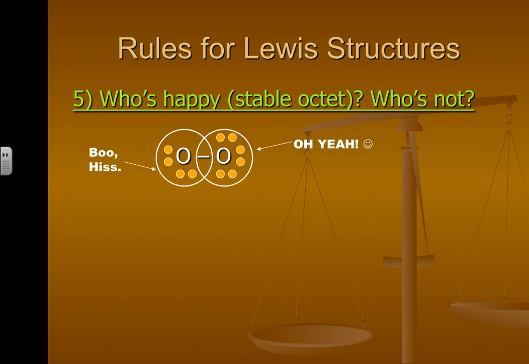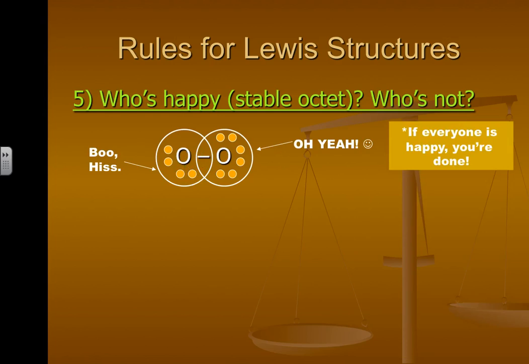Boo, hiss. No, he's not happy. The 2 electrons shared in the bond count for everybody. So notice that I've created basically a Venn diagram right here. Anything that's in the middle is shared between both, and it counts for both. So these 2 electrons count as the octet for the guy on the right, but they also count for the octet for the guy on the left. So this guy's only got 6, not happy at all.